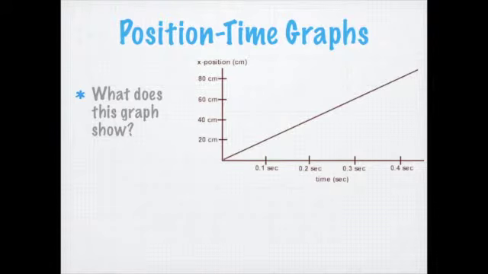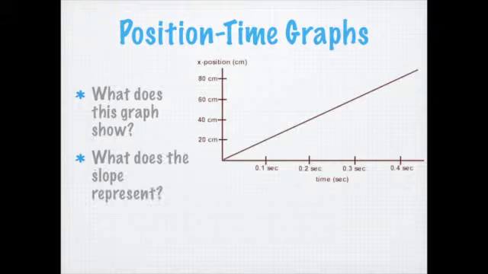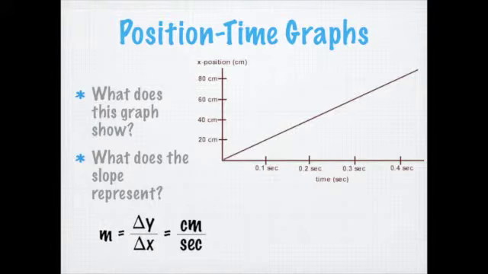Well, this graph shows the position of an object over a period of time. And what does the slope of a position time graph represent? Well, let's examine this by looking at the slope formula. We know that slope is delta y over delta x. And on this particular graph, y is represented by centimeters and x is represented by seconds. This means that the slope is centimeters over seconds.